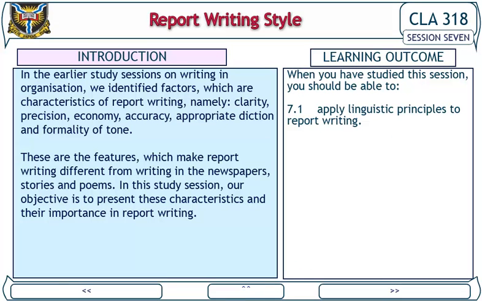Introduction. In the earlier study sessions on writing in organizations, we identified factors which are characteristics of report writing, namely clarity, precision, economy, accuracy, appropriate diction, and formality of tone. These are the features which make report writing different from writing in newspapers, stories, and poems. In this study session, our objective is to present these characteristics and their importance in report writing. Learning outcome. When you study this session, you should be able to apply linguistic principles to report writing.